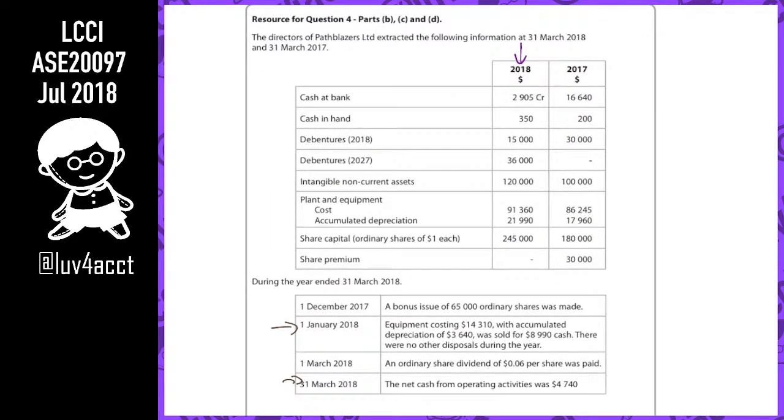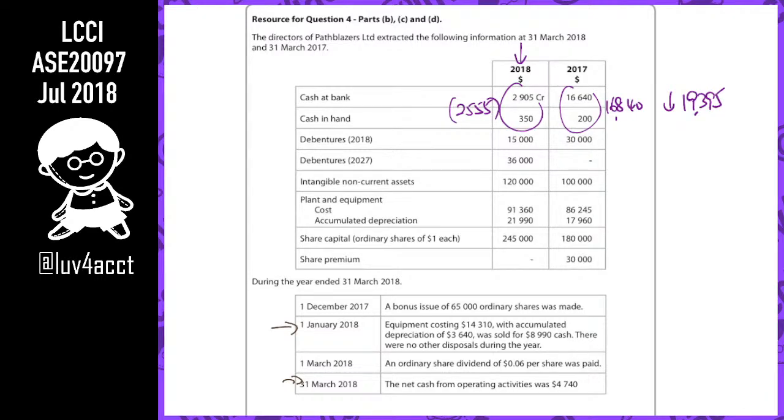Okay, so let us see. Cash in hand, cash at bank, no short-term investment. Okay, let us find the total. 16840 negative 2905, closing balance being 2555 negative. Okay, so wow, there's a very large decrease in cash and cash equivalent, 19395.